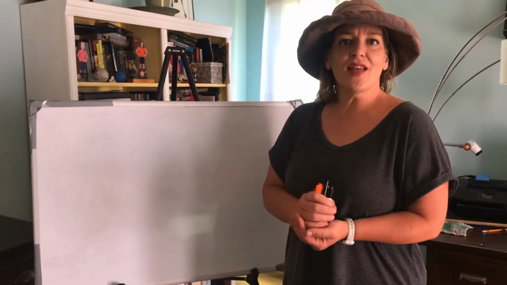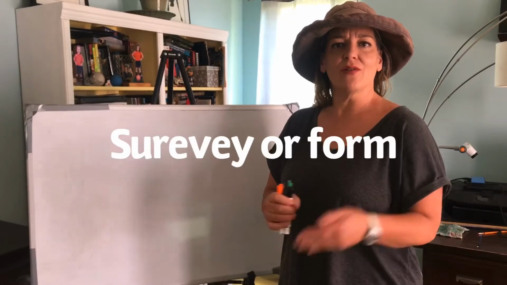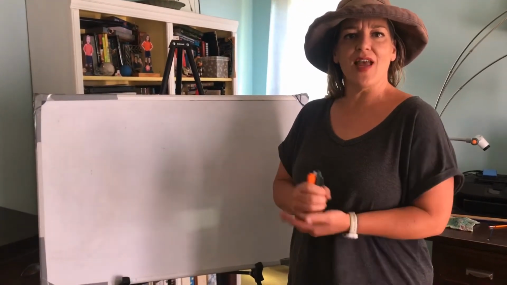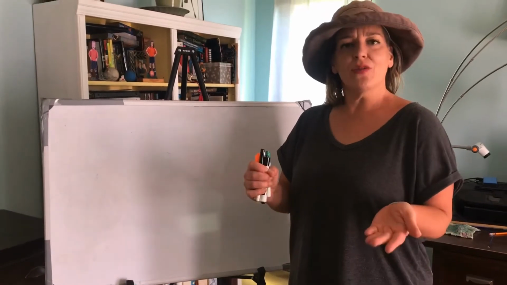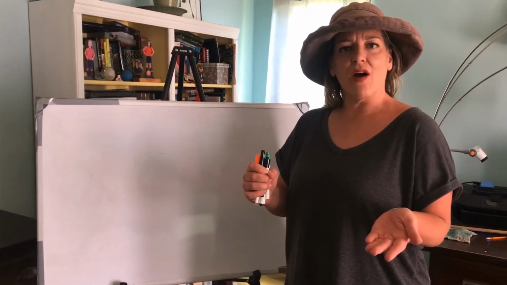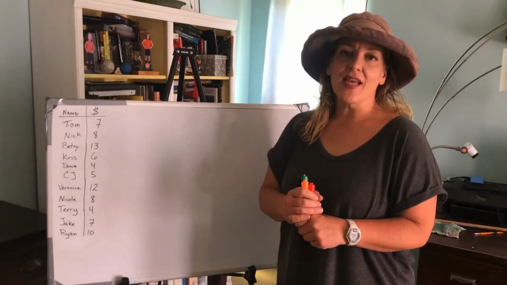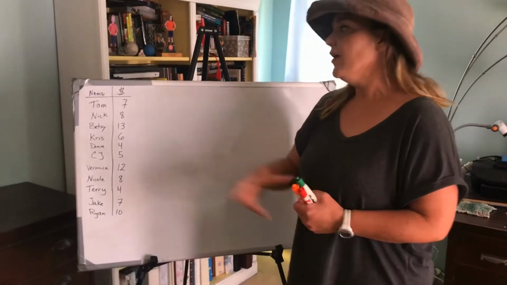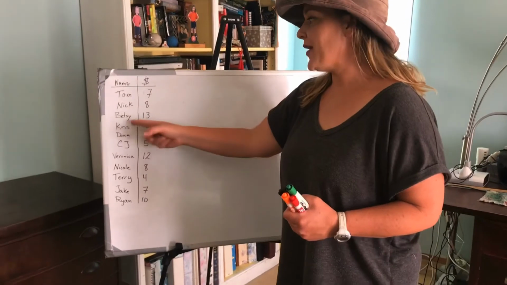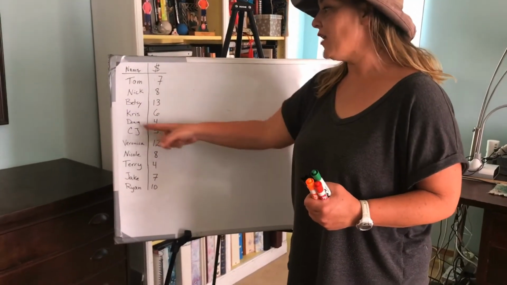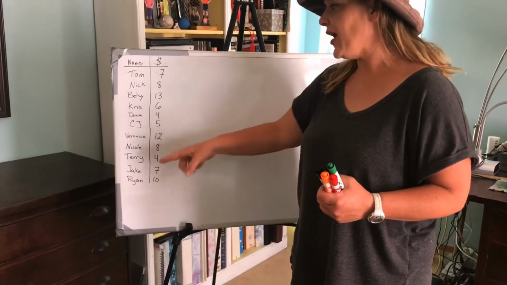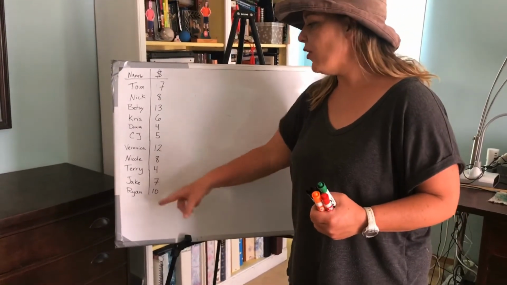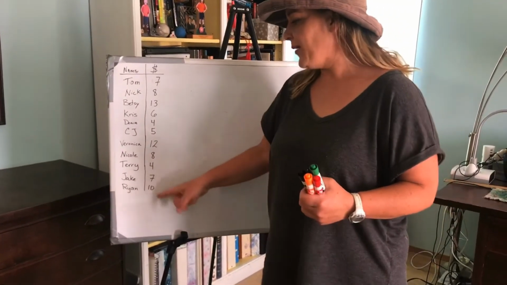So you send a Google form out to your mom's contact list, and you get 10 responses back. How much do people usually pay for dog walking? So I was mistaken. 11 people got back to you with how much they pay for dog walking. Tom pays 7, Nick pays 8, Betsy pays 13, Chris pays 6, Donna pays 4, CJ pays 5, Veronica pays 12, Nicole pays 8, Terry pays 4, Jake pays 7, and Ryan pays 10.